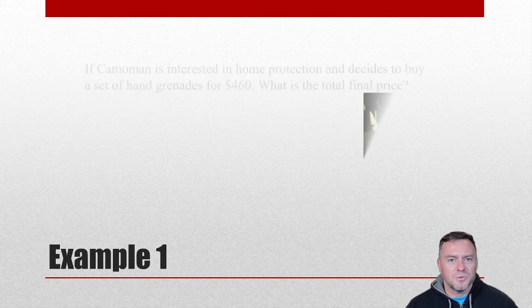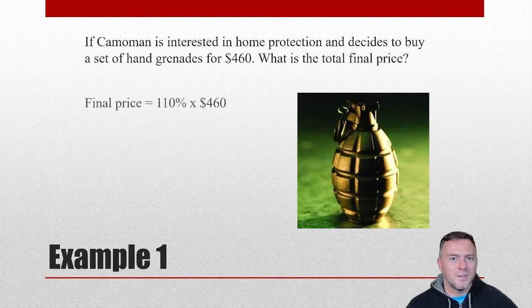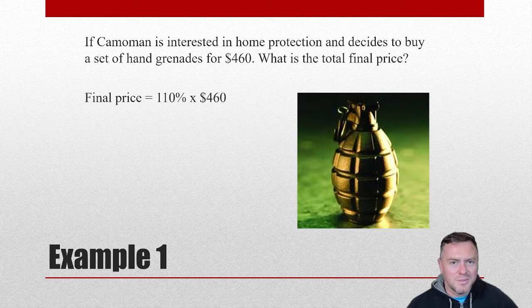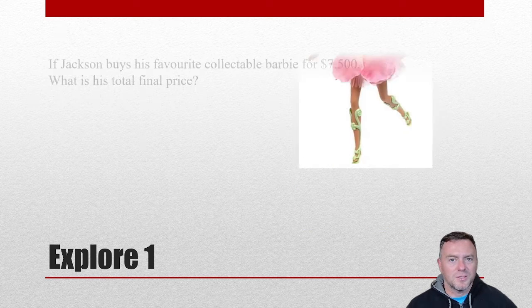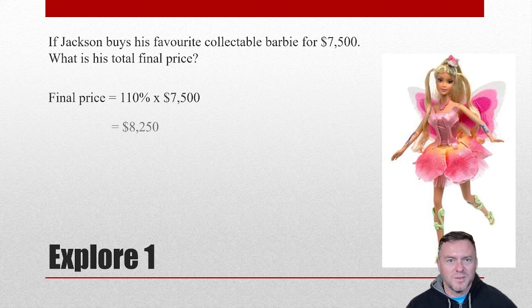So some examples. If a cameraman is interested in home protection and decides to buy a set of hand grenades for $460, what's the final total price? Well, the final price is 110% of $460, which gives you $506. So just another example. If Jackson buys his favorite collectible Barbie for $7,500, what's his total final price? Do 110% times the $7,500, you get $8,250.